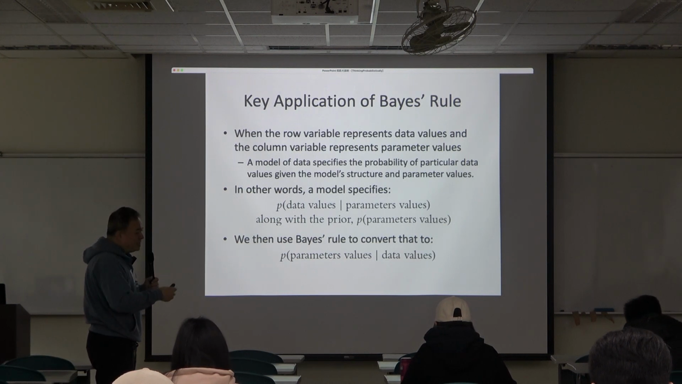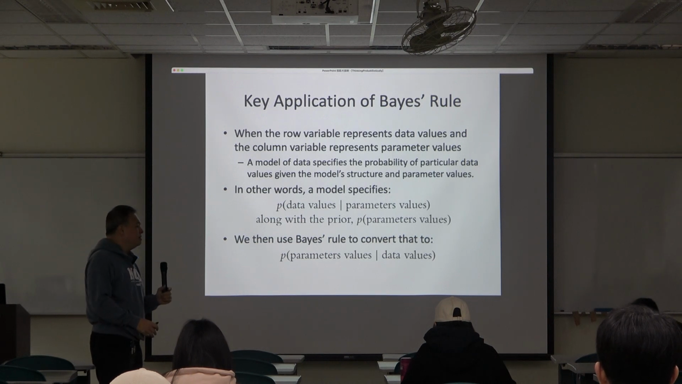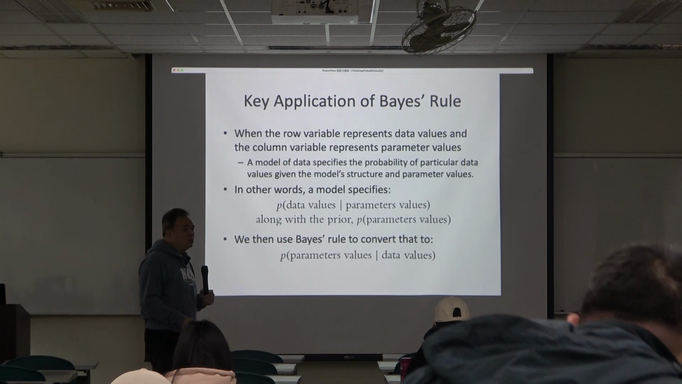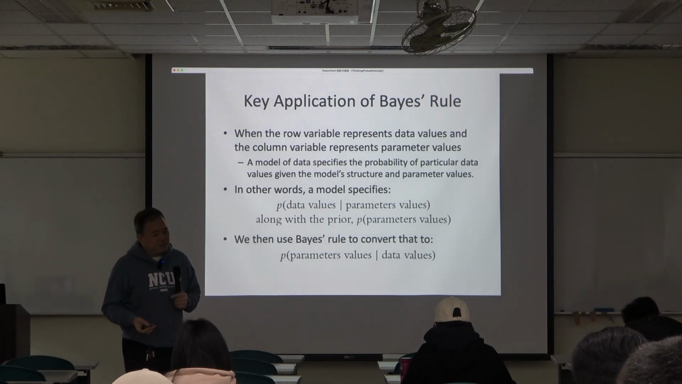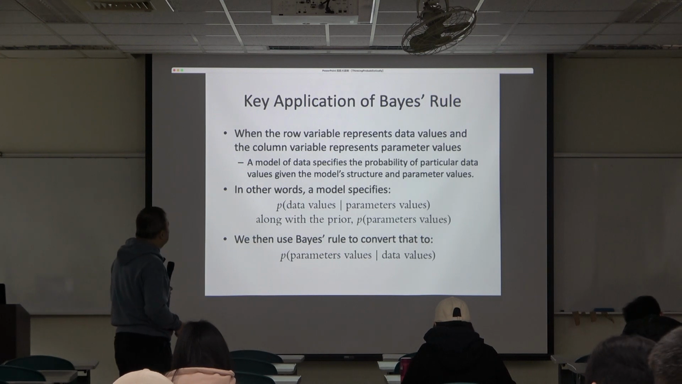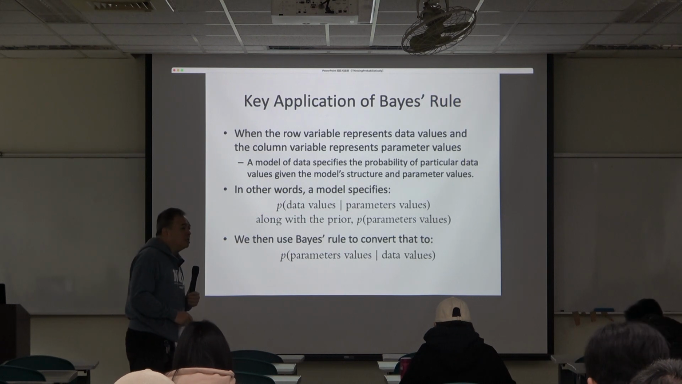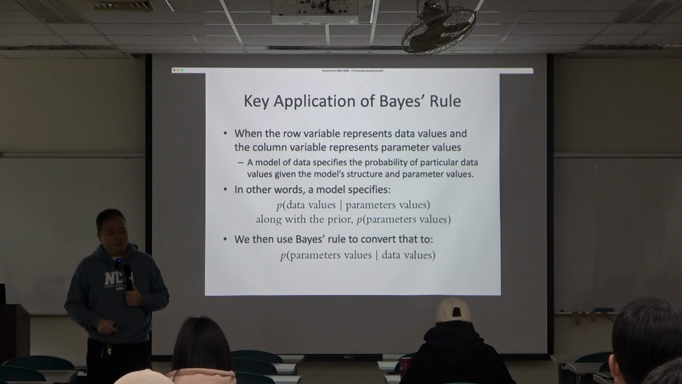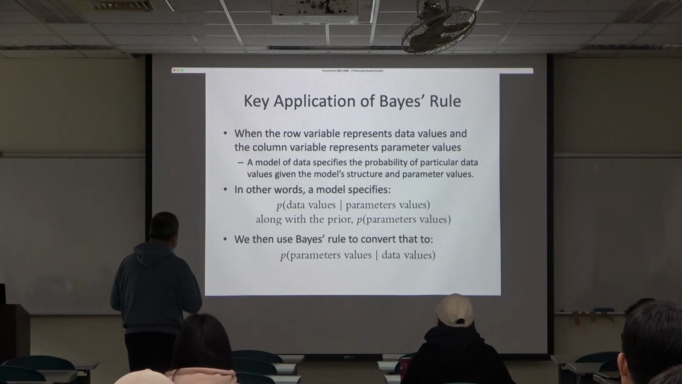So think about this. Let's consider this joint probability. A joint probability has two dimensions. If one of the dimensions represents data value, and the other dimension represents the parameter for the model, then what happens is like this.